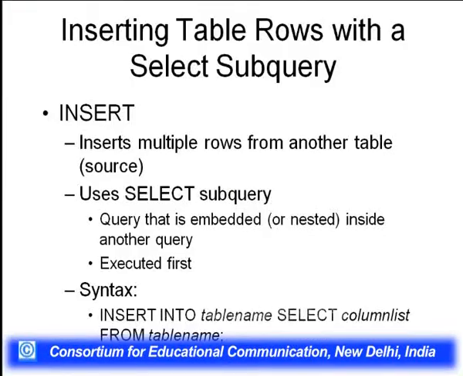Now sometimes you want to insert rows into a table from another table. That is, there are two tables which have some common attributes. In that case you can use a select subquery. This will insert multiple rows from another table, that is, a source table. You first write insert into table name, that is the name of the table where you want to insert, and then you write select list of columns from the other table.